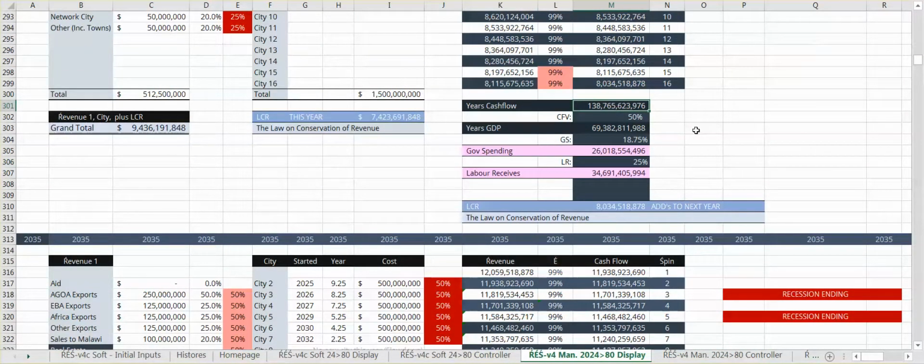GDP, government spending and labour's income are all factors of cash flow. GDP is 50%, so 69 billion. Government spending is 18.75%, or 26 billion. Labour receives 25%, 34 billion.